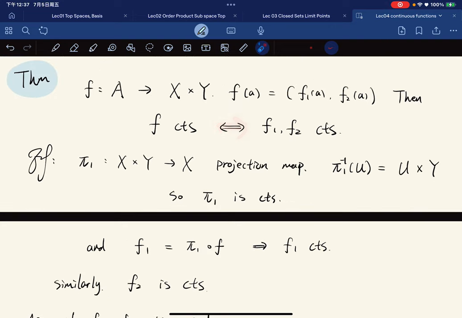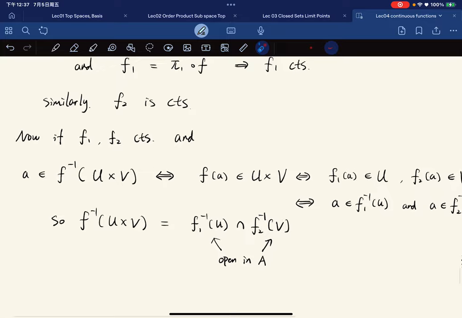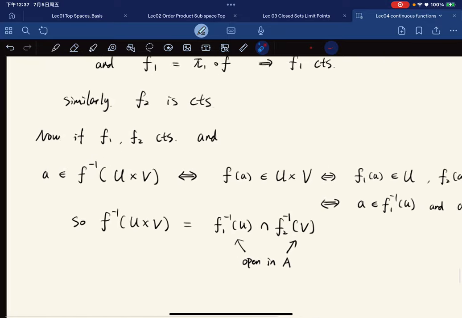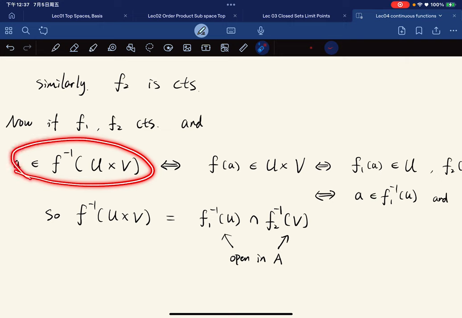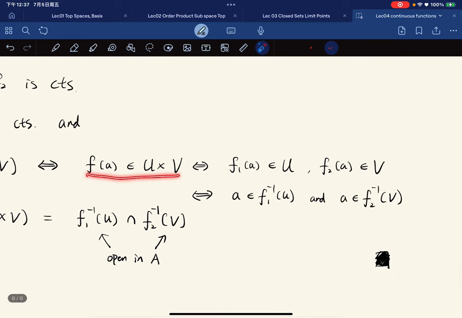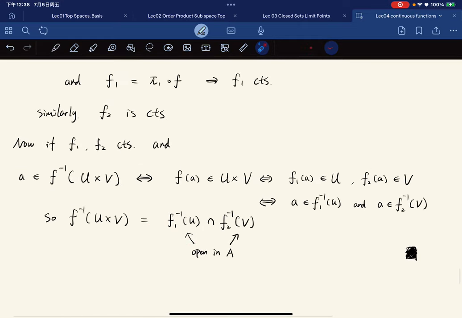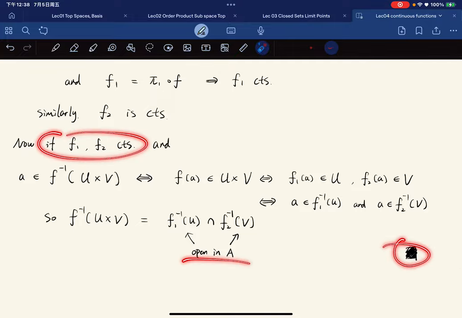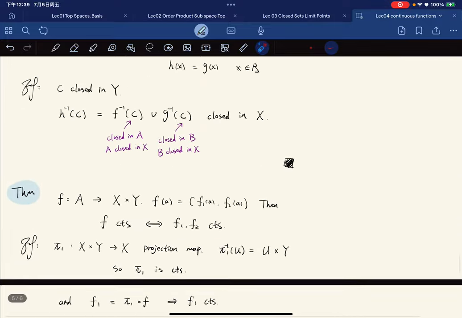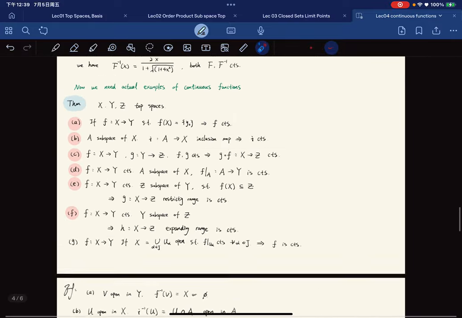So we show this. To show the reverse direction, if F1 and F2 are continuous, then for A in this set, F of A is in U times V if and only if F1 of A is in U and F2 of A is in V. A is in this and A is also in this, which means that this set is precisely equal to those sets, but both of them are open in A because they are continuous. So as desired. Okay, so here we finished our topic on continuous functions.